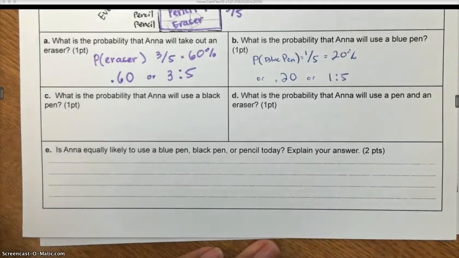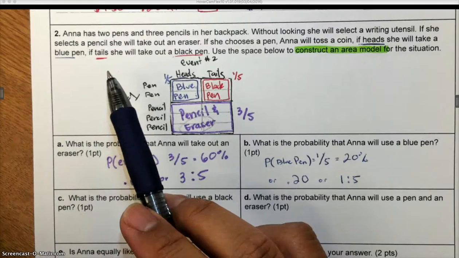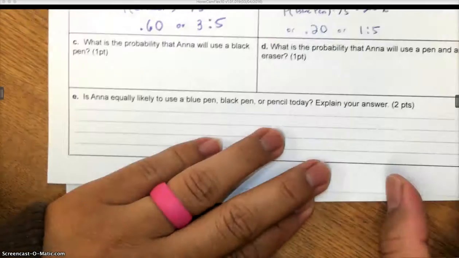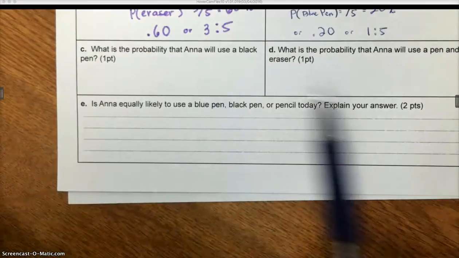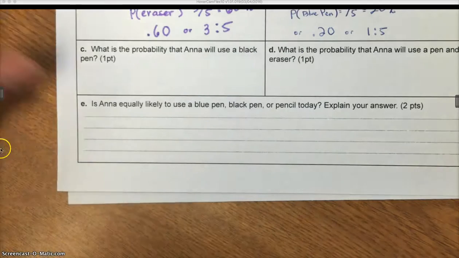Okay, this is the second part of the video. We're still on question number 2 on your study guide about Anna and her pens and a backpack and pencil. Okay, so it says, what is the probability? We're on 2C. What is the probability Anna will use a black pen?